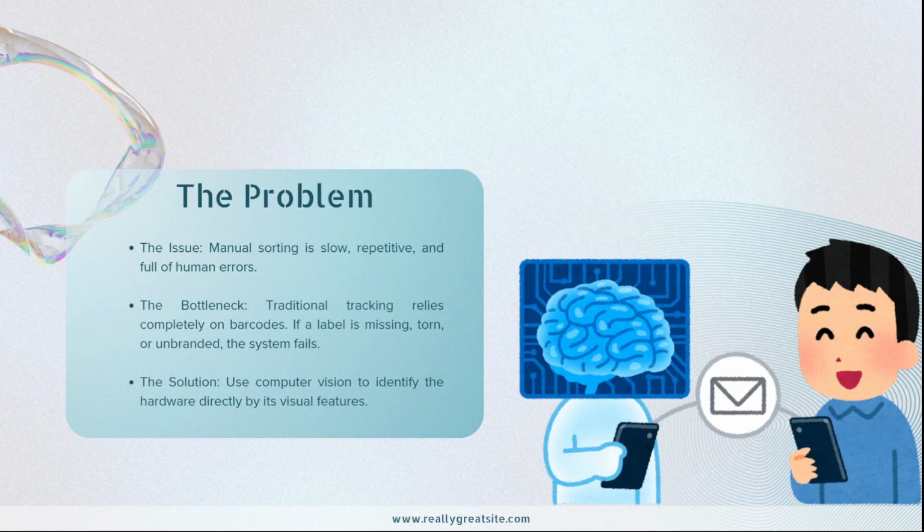Let's look at the real-world problem we are tackling here. Sorting miscellaneous electronic devices in a recycling facility by hand is a massive operational headache. It is incredibly slow, heavily dependent on manual human labor, and prone to sorting mistakes. Right now, facility inventory tracking relies completely on hardware barcodes and serialization stickers. But when items arrive beat up, unbranded, or stripped of labels, the tracking system breaks down.